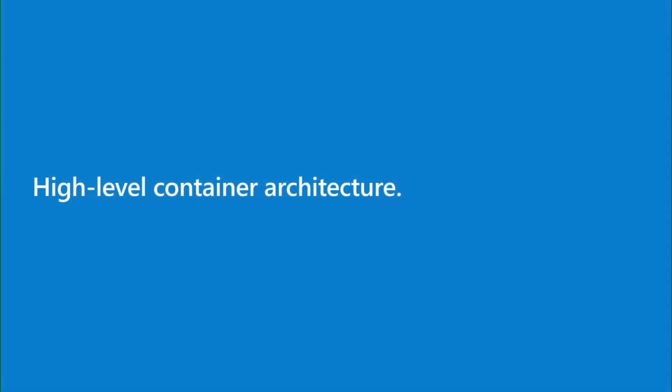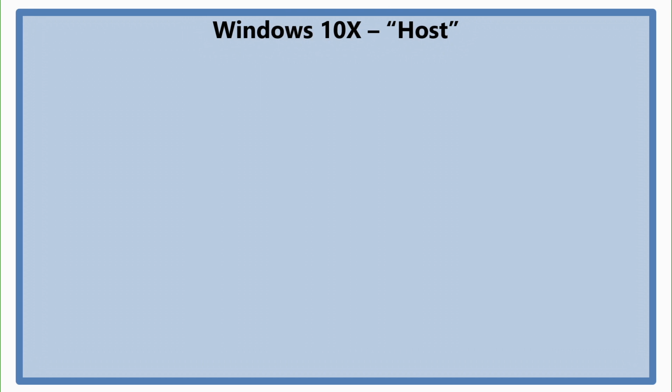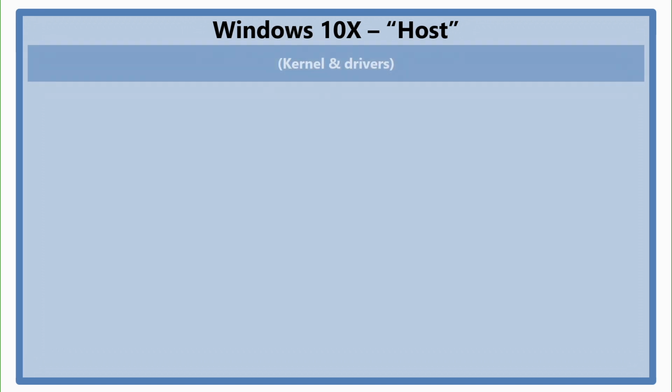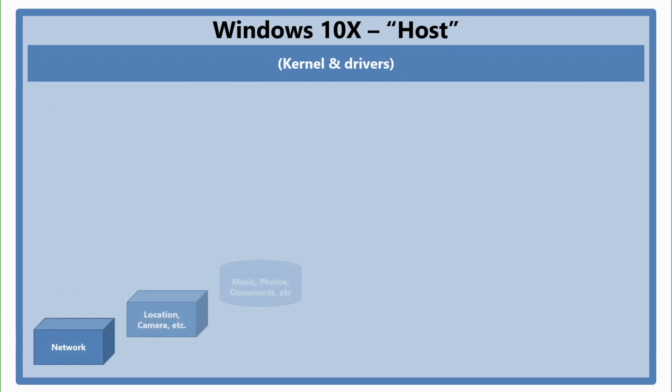Let's have a look at a super high-level container architecture to kind of put these pieces together. So in this diagram here, we start off with a big blue box, and this represents the entire Windows 10 operating system, and we call this the host operating system. As you would expect from a normal operating system, this has a kernel and a set of drivers that run inside the host operating system. It also has a bunch of resources. So, for example, it has a network connection, it has access to devices like camera, location, microphone, and it contains the user's content, their photos, their music, their documents, etc.